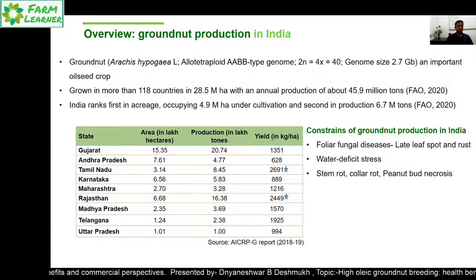There are quite a few constraints of groundnut production in India, mostly foliar fungal diseases, that is late leaf spot and rust. Then water deficit stress, which occurs due to irregular, erratic rainfall, and terminal drought at the flowering and harvest stage. Then there are biotic and abiotic stresses. The biotic stresses are stem rot, collar rot, and peanut bud necrosis disease. They are also among the constraints in groundnut production in India.